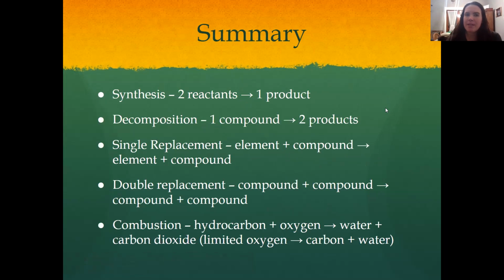So the way you can tell, synthesis starts with 2, combines to 1 product. So that's the only one that has 1 on the right side. Decomposition, 1 reactant. Breaks apart into 2 compounds, so only 1 thing on the left. Single replacement, both sides will be element plus compound. Double replacement will be 2 compounds on each side of the arrow. And then combustion is always hydrocarbon and oxygen goes to water and carbon dioxide. All right, that's our 5 types.